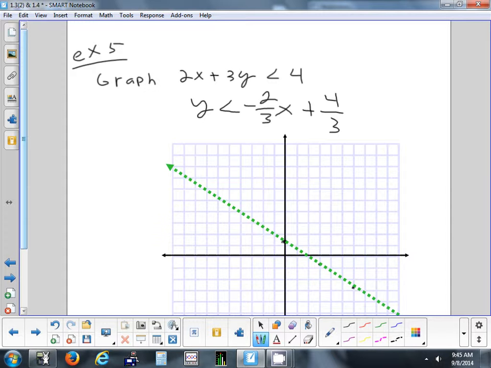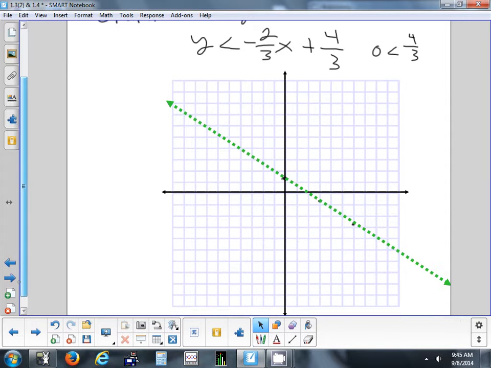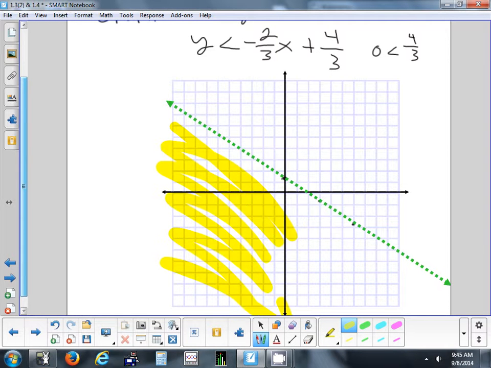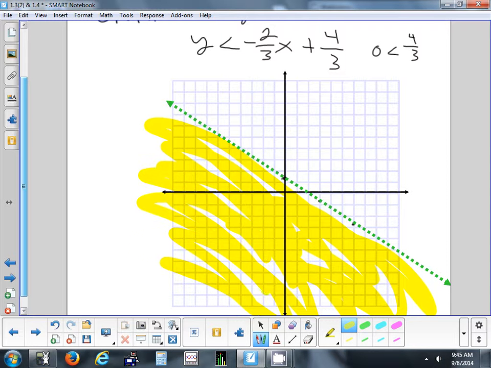So if we fill in 0, 0, we get 0 is less than 0 plus 4/3. Is that true? Is 0 less than 4/3? Yeah. So that means everything below the line we can shade in. So shade below. So everything on this side. If 0, 0 didn't work, then I would have just shaded on the other side. Okay, so that's how you graph an inequality.